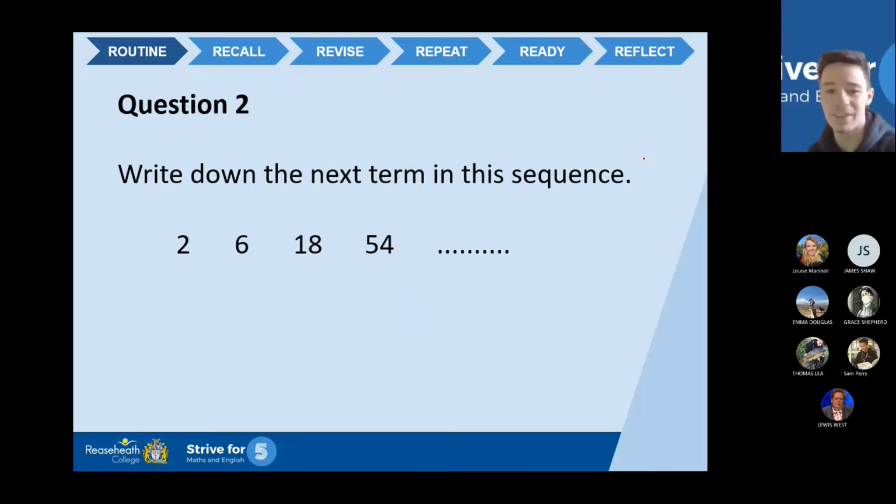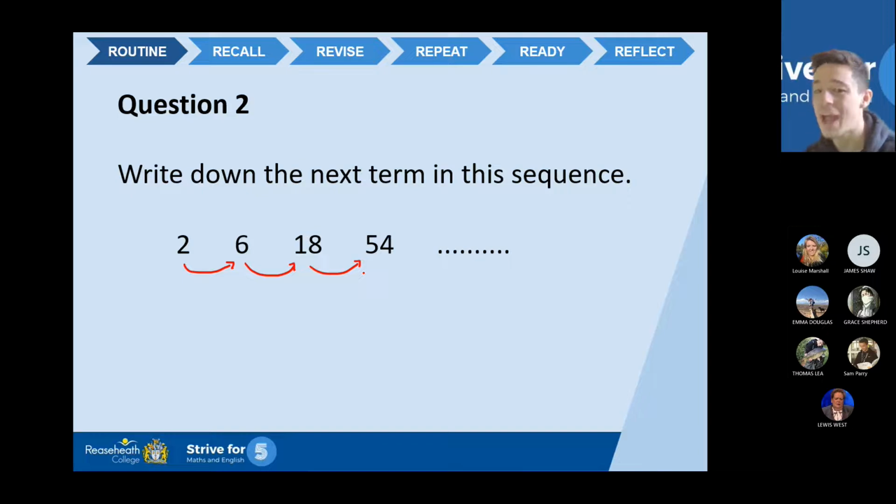Write down the next term in this sequence. What's happening each time we progress from one number to the next? What is happening? What is the pattern, should I say? What is the pattern with those numbers? As you type in the chat, I'm going to drink. What's happening? How do we get from 2 to 6? How do we get from 6 to 18? How do we get from 18 to 54?